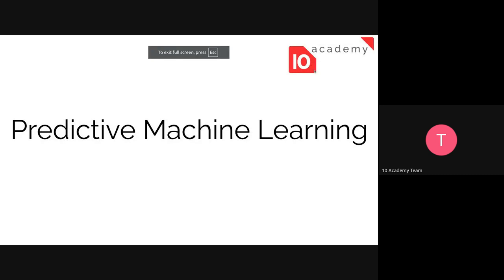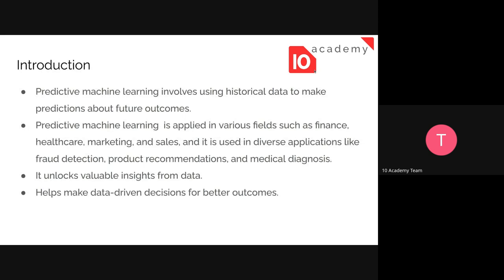Okay, so today's session is about predictive machine learning, and we use predictive machine learning in most of the machine learning roles. It helps us predict future outcomes depending on past historical data and makes the prediction outcomes easier. It's applied in various fields like finance, healthcare, marketing, and sales. This week it's on sales and some part of the marketing line.